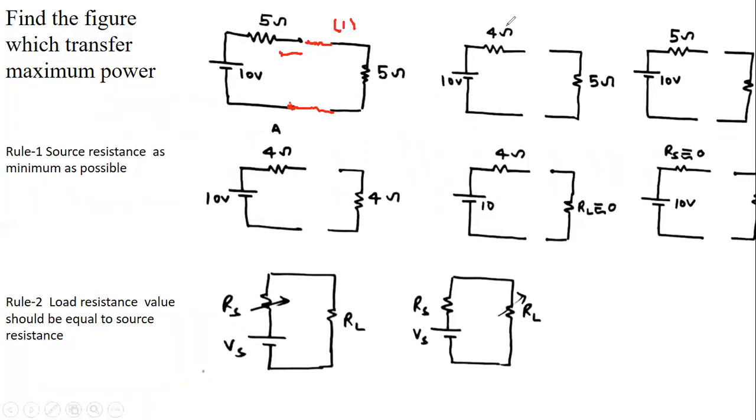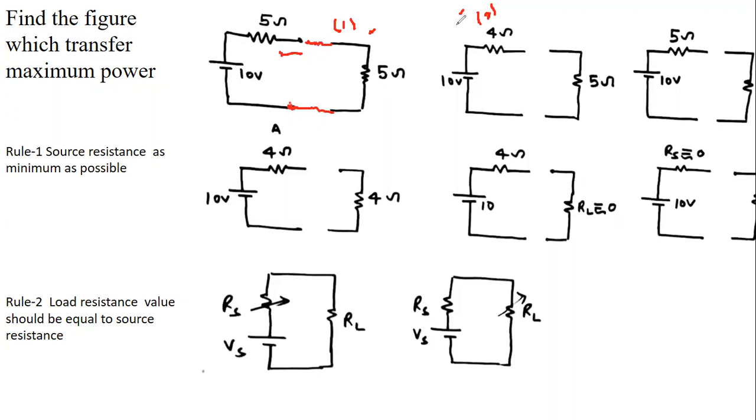Maximum power is transferred from source to load because both are the same. Suppose now, instead of 5 ohm, we take the value of source resistance as 4 ohm, and compare circuit 1 and 2. In which circuit is maximum power transferred? Please stop your video and try to find in which circuit the current is maximum. It will be a very good concept.